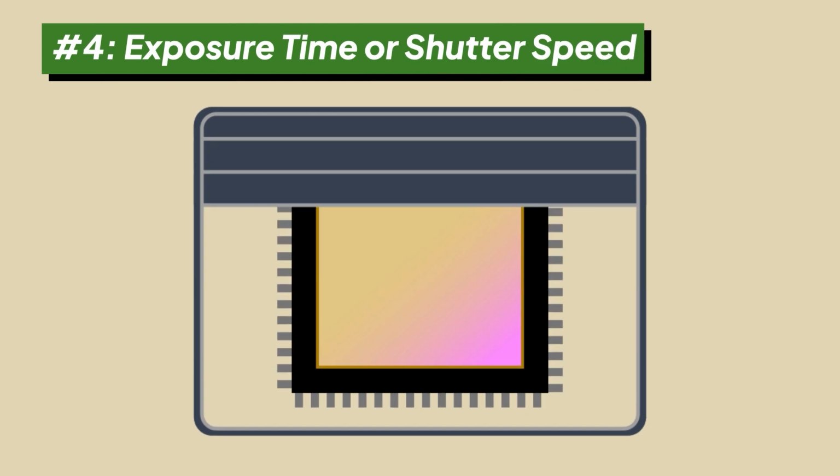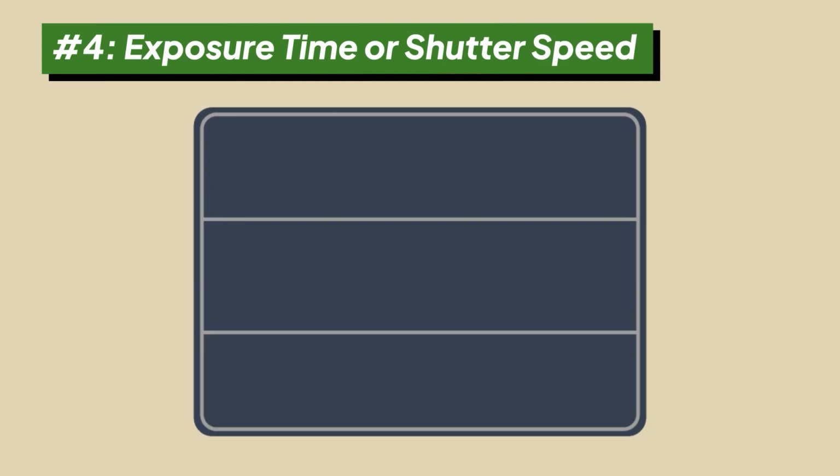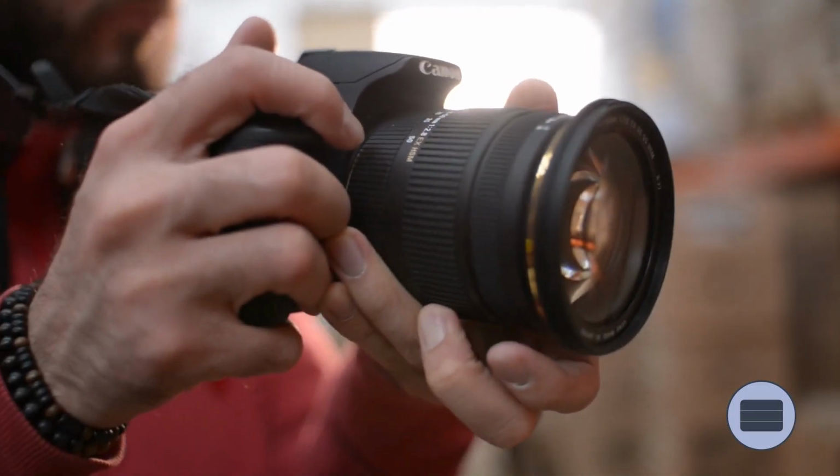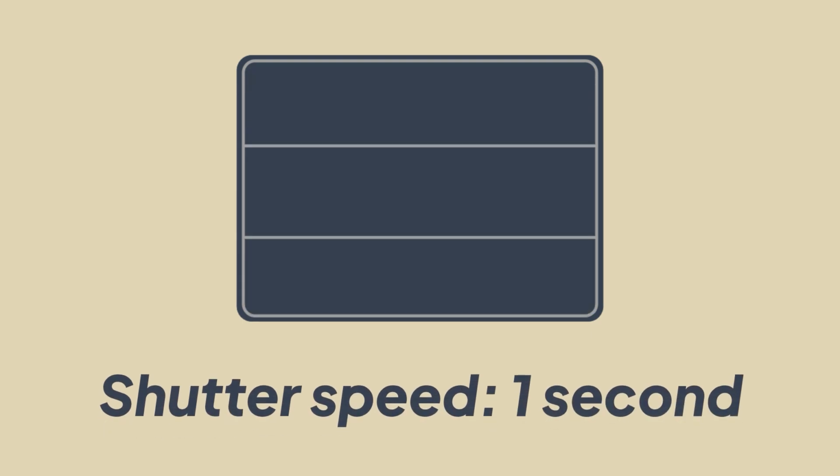a door inside of the camera that flips open for a split second before closing down again. How long that door stays open to let light through is our 4th element, exposure time or shutter speed. These days, video cameras don't actually have a shutter anymore, and even photography cameras are getting rid of the shutter. Nonetheless, the term still exists. The shutter speed is measured in seconds, or rather fractions of a second.